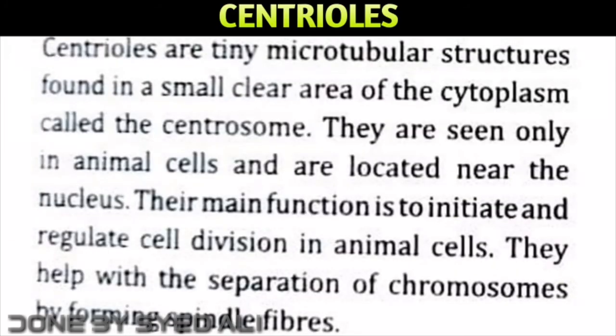Next, centrioles. Centrioles are tiny microtubular structures found in a small clear area of the cytoplasm called the centrosome. They are seen only in animal cells and are located near the nucleus. The main function is to initiate and regulate cell division in animal cells. They help with the separation of chromosomes by forming spindle fibers.